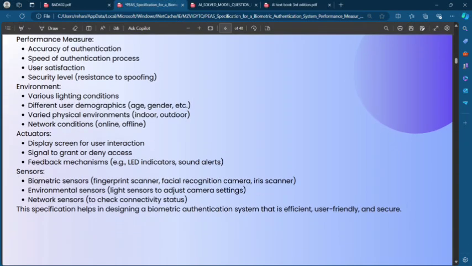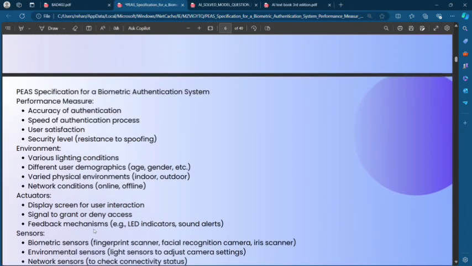Then sensors, very simple: how it will authenticate, what is required to verify biometric authentication. For example, camera, biometric sensors in our phone, that is a fingerprint scanner, facial recognition camera. Then environmental sensors, light sensors to adjust camera settings. It should be able to adjust for light, basically the camera itself, so however we are, it can recognize the person. And then a network sensor to check connectivity status. Okay, I hope you understood, right?